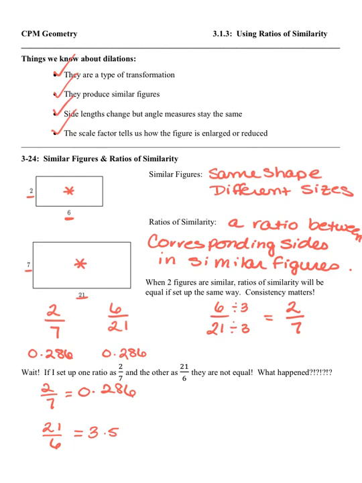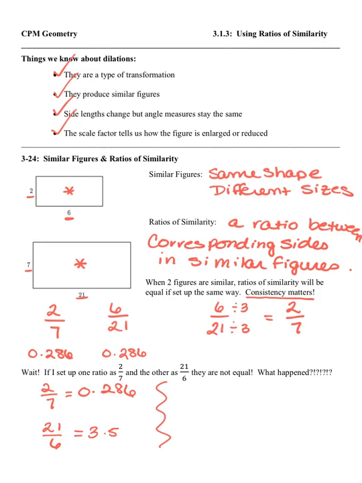So here I've compared sides between the two rectangles, and they're not equivalent to each other. What happened? Because my rectangles are supposed to be similar to each other. Well, the problem is we weren't being consistent. Take a look up above. I said consistency matters when you're making these ratios, okay?